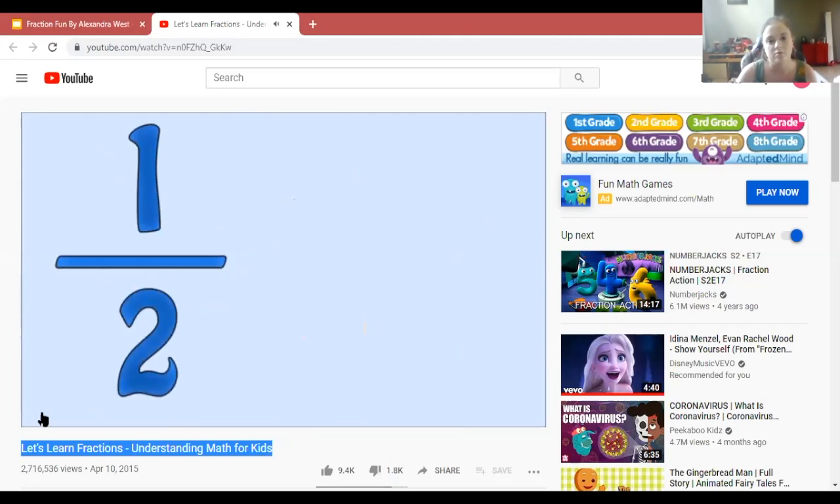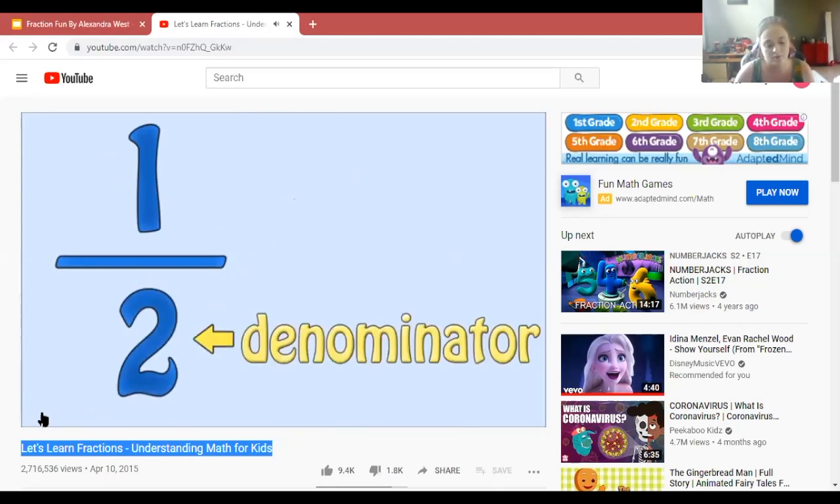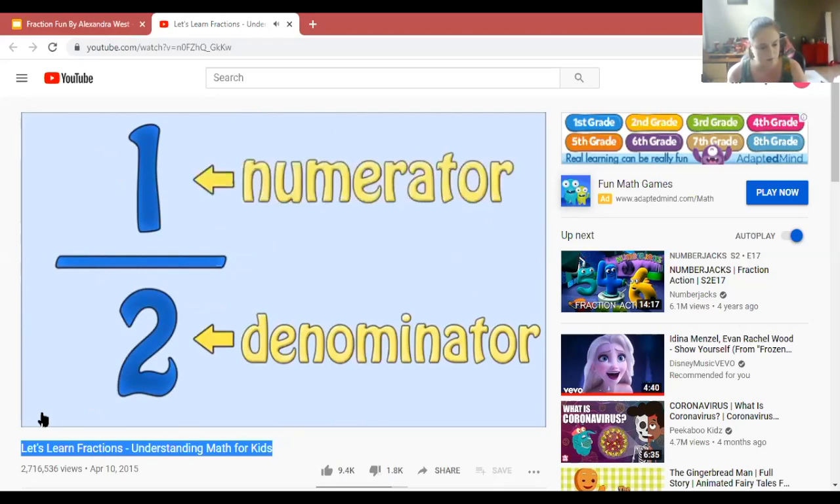The bottom number is called the denominator. It shows how many equal pieces an object has been divided into. The top number is called the numerator. It shows how many parts of the denominator you are looking at.